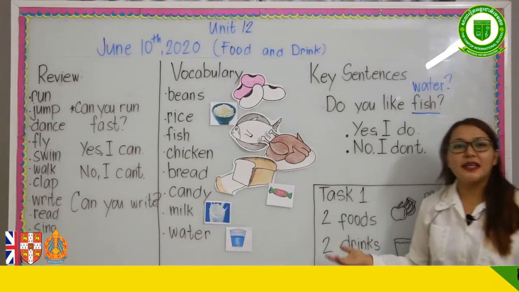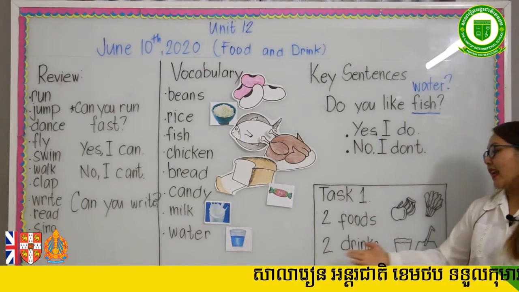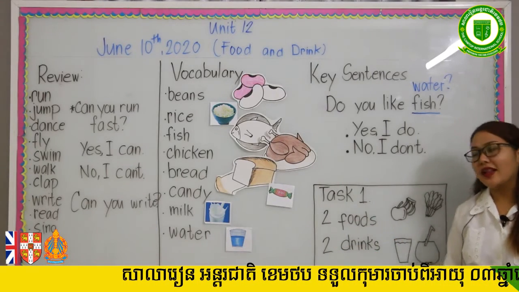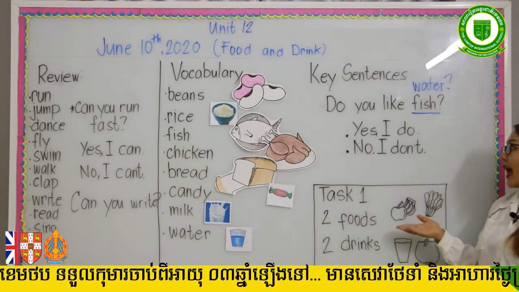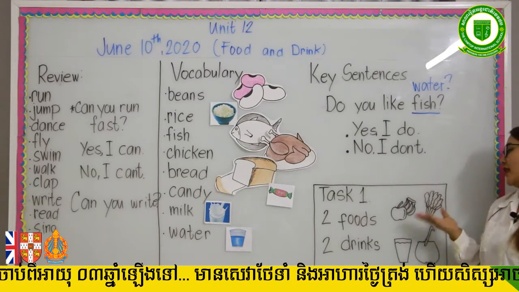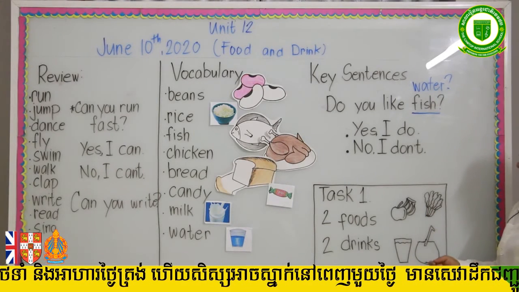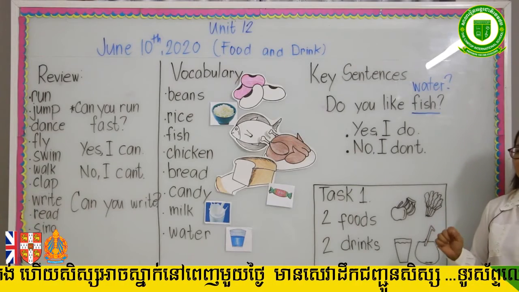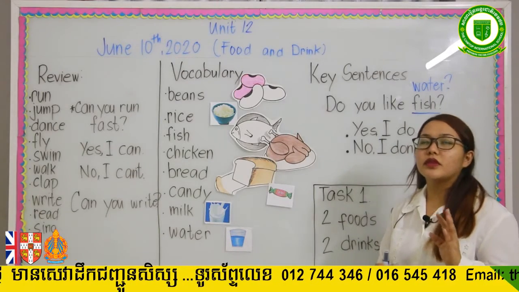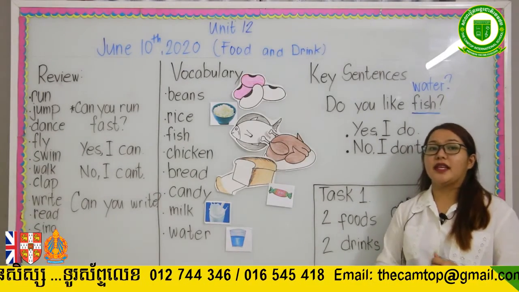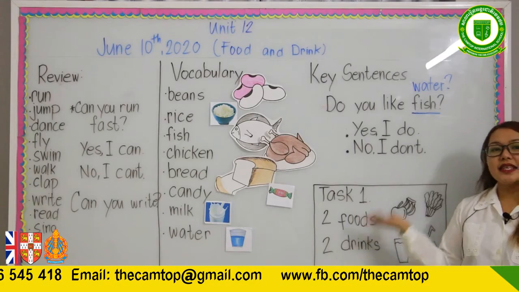Now for your task one, please do this. I want you to draw two foods that you really like and two drinks that you really like as well. So for me, I have here fruits and vegetables. So do you like fruits? Yes, I do. Do you like vegetables? Yes, I do. And for the drinks, I love water and I also like coconut juice. Okay, that's very healthy, right? Good. So I want to encourage you to drink and eat healthy foods. Again, your task, draw two foods that you like and two drinks that you like.